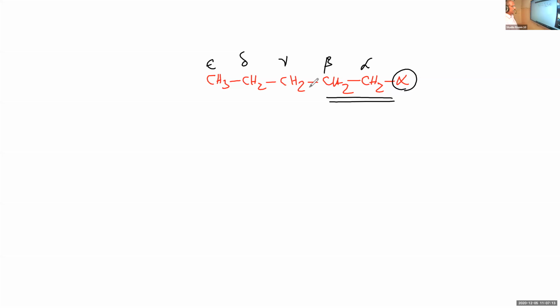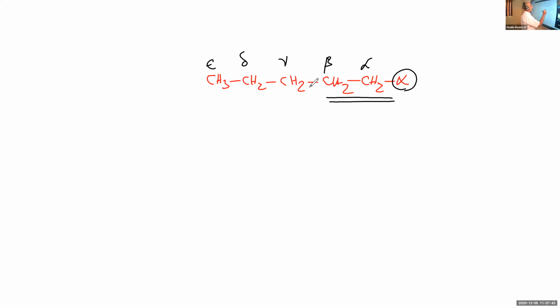The hydrogen atoms on alpha carbon, they are alpha hydrogens. Then the next neighbor, that is beta carbon. The hydrogens on the beta carbon are beta hydrogens. Do you get this?